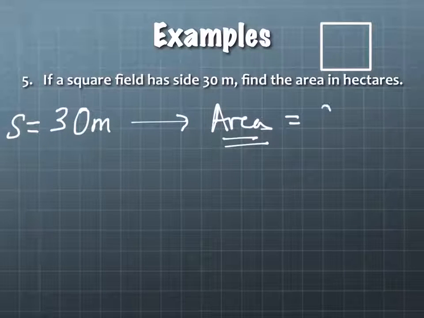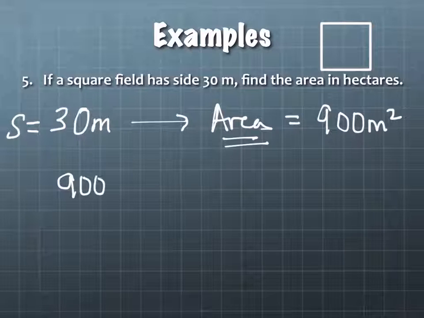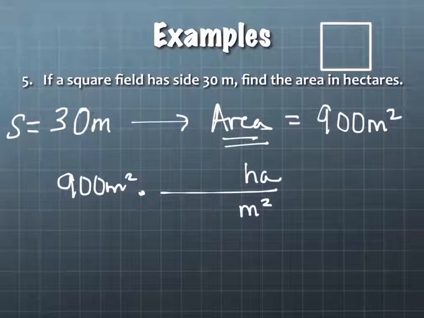Yeah, so our area would be 900 square meters, right? Okay, that's where we're going to start. So we have our 900 square meters. And we need a relationship between square meters and hectare. And I think that's actually in our table, isn't it?